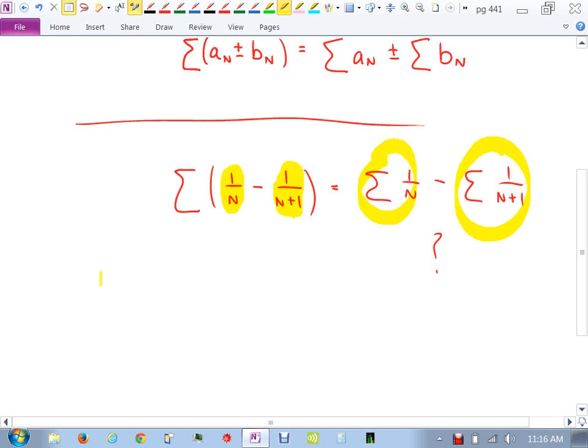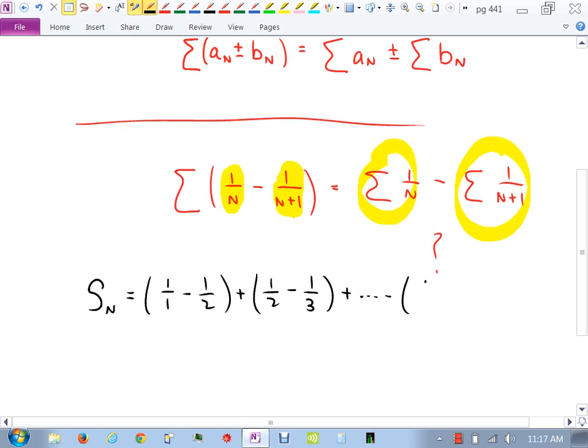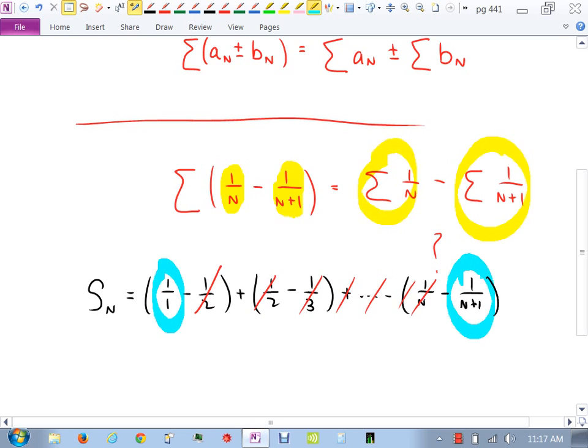So let's write out the nth partial sum of this, S sub n. What do I get when I plug in 1? 1 minus 1/2, and then the next one would be plus what? 1/2 minus 1/3, plus, and we keep doing that. And at the very end, we'd have 1 over n, and then 1 minus 1 over n plus 1. And look what happens all in the middle. This cancels, this cancels. Everything would cancel except what? First and last.